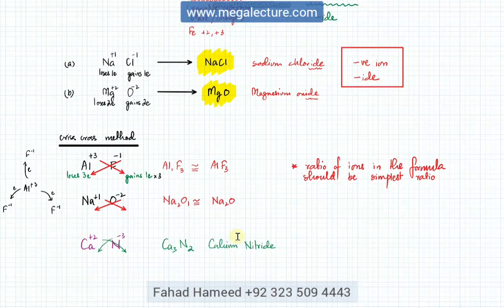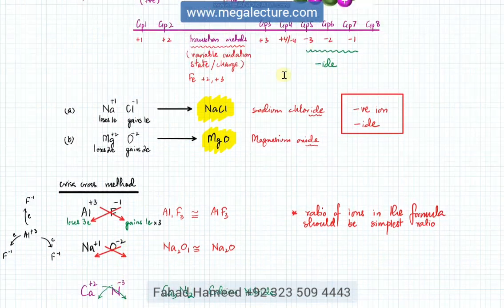The other example is also very similar. Calcium is plus 2. It's in group 2. Nitrogen is in group 5. What is the charge in group 5? You can see over here it's minus 3. So nitrogen is minus 3. So calcium is plus 2, nitrogen is minus 3. You do crisscross, get the 3 over here, get the 2 over here. So there would be 3 calciums and 2 nitrogens.